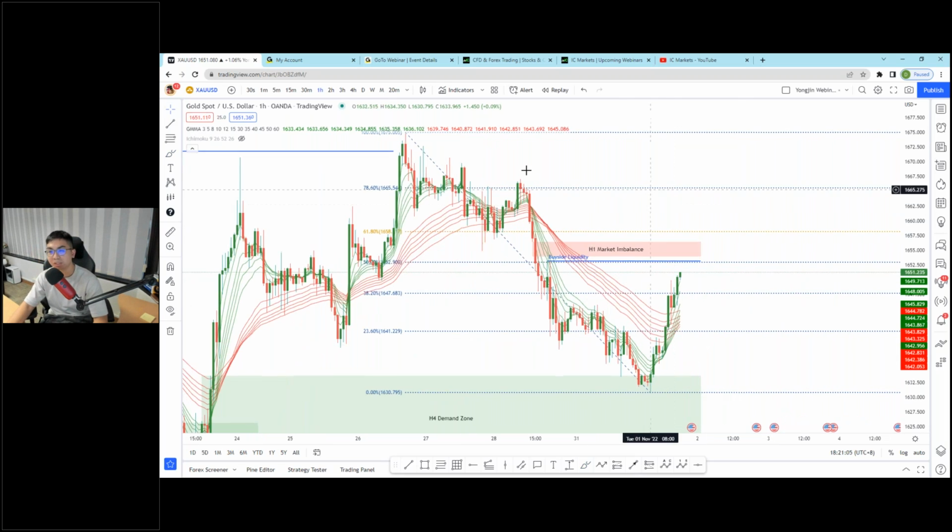If I'm trading, I would probably be trend following. If it's a downward trend, I'll search for sells. If it's trending upwards, I'll search for buys.